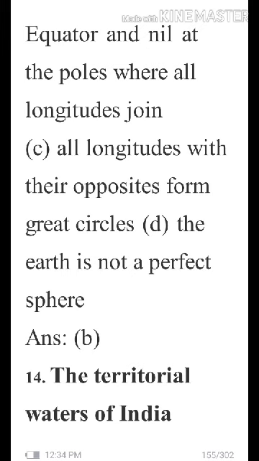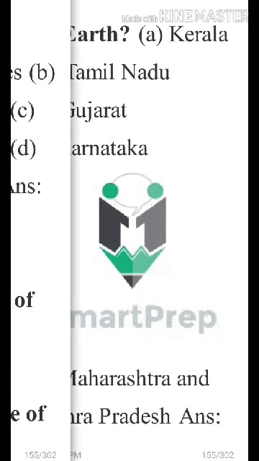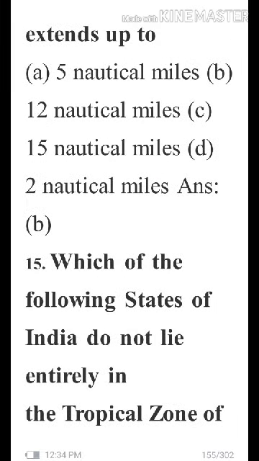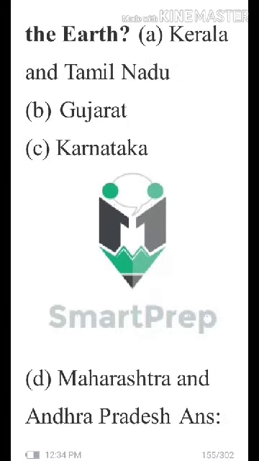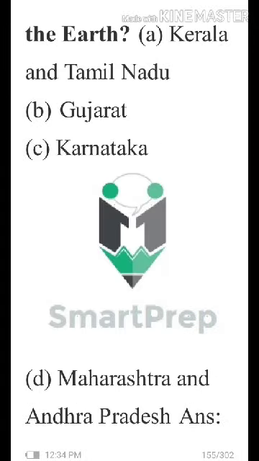Next, the territorial waters of India extend up to 12 nautical miles. Which of the following states of India do not lie entirely in the tropical zone of the earth? Gujarat.